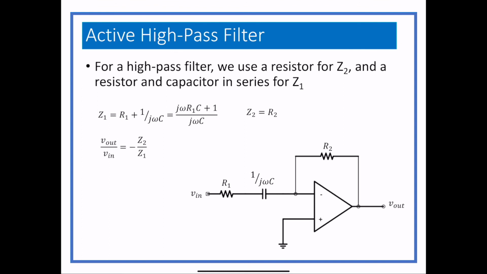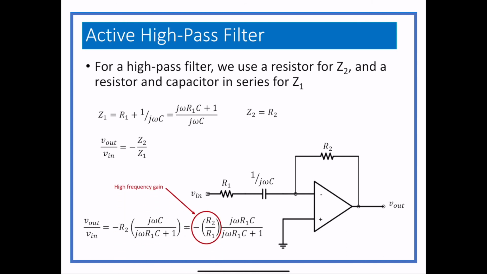And we again can take V out over V in. We do the same thing. And this time, when we put them together, it comes out a little bit differently, but you notice we still have R2 over R1 at the front, and then this frequency component next to it. And R2 over R1 ends up being the high frequency gain for this. So this ends up being the limiting factor of how high the output can be at high frequencies.